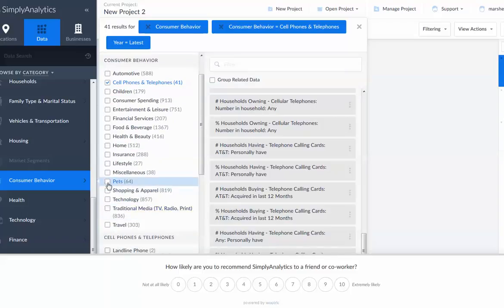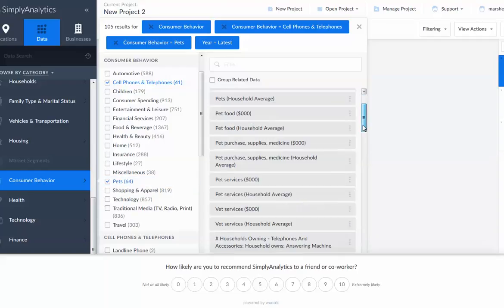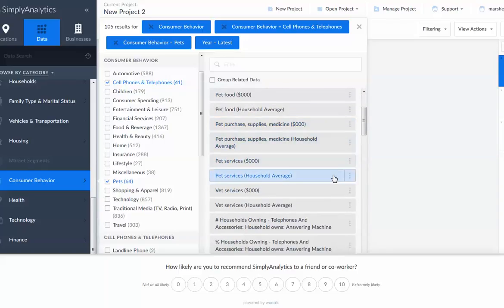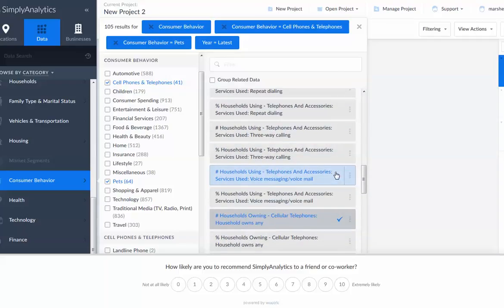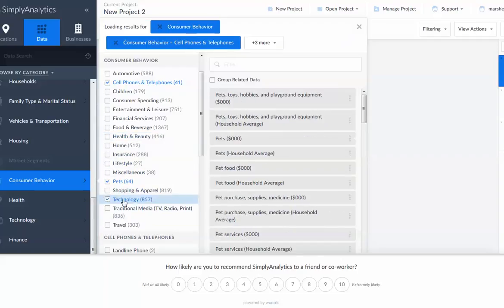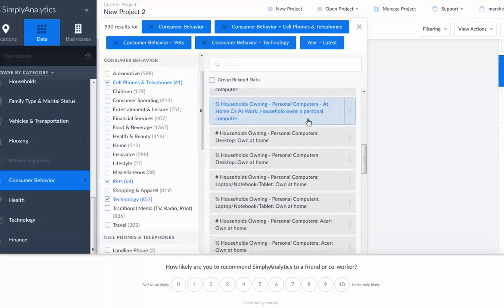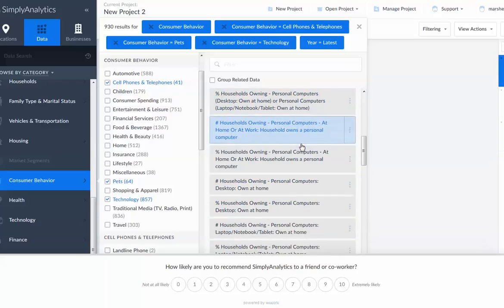I can also, for instance, maybe I've got a pet related business that I'm thinking about. I can find out how much people spend on pet accessories, right? How much they spend on pet food, how much they spend on pet supplies and medicine. Let's see, technology. Here we go, here's technology. And as I add consumer behavior variables, the options that I have here increase, right?